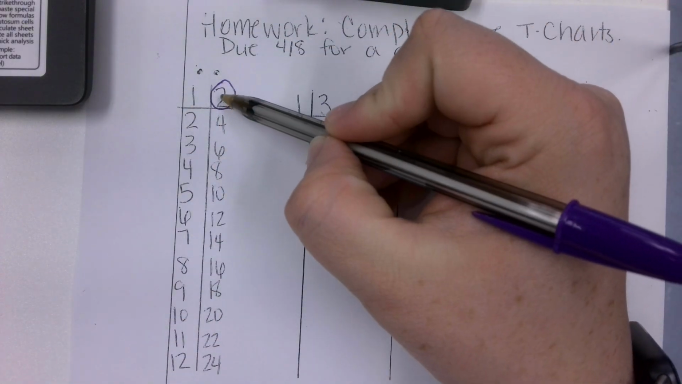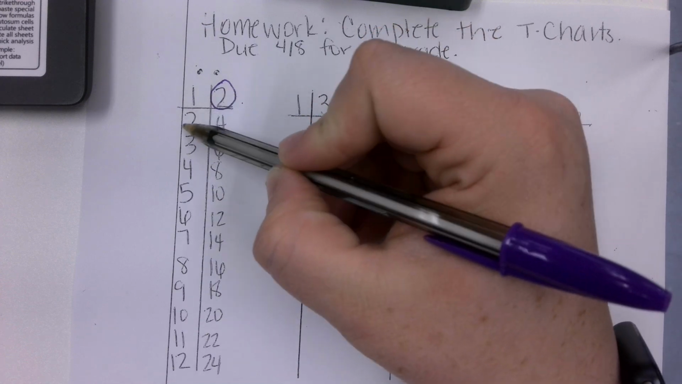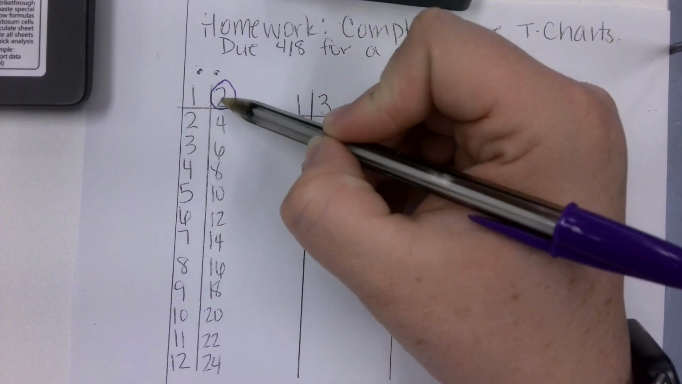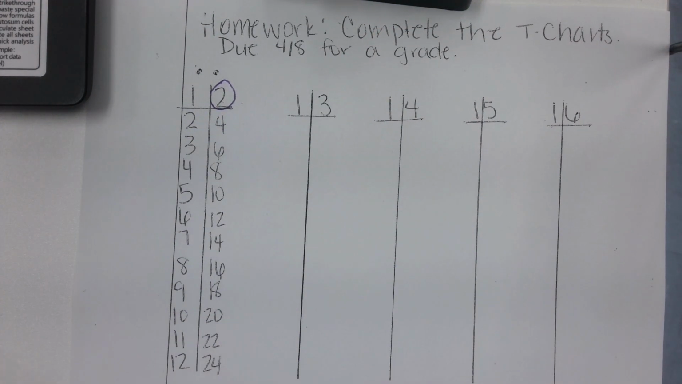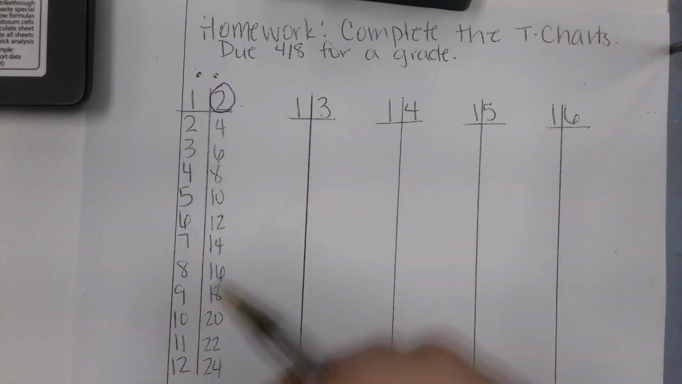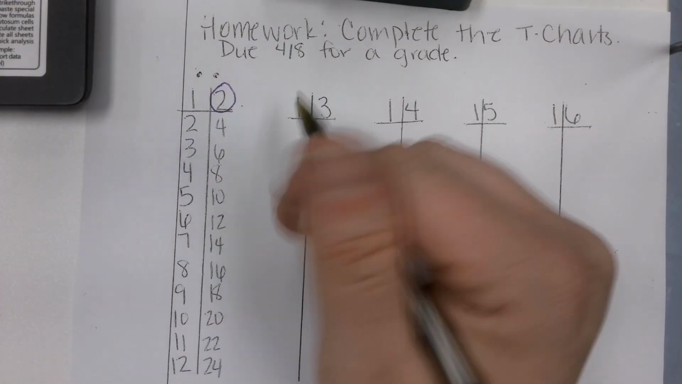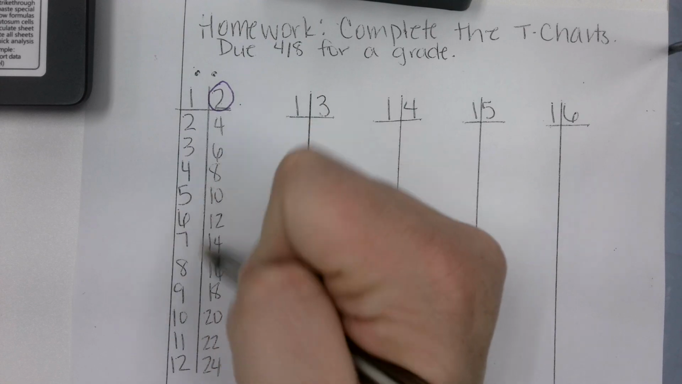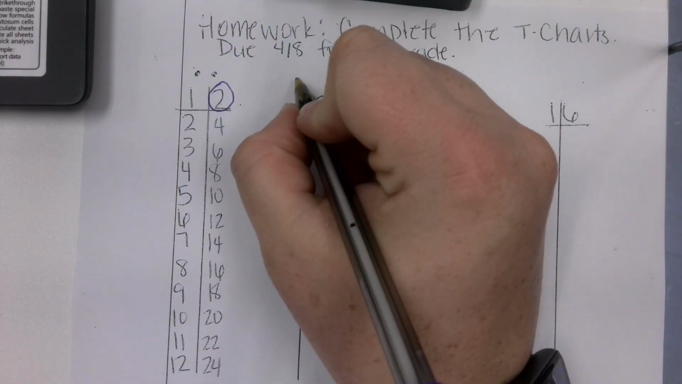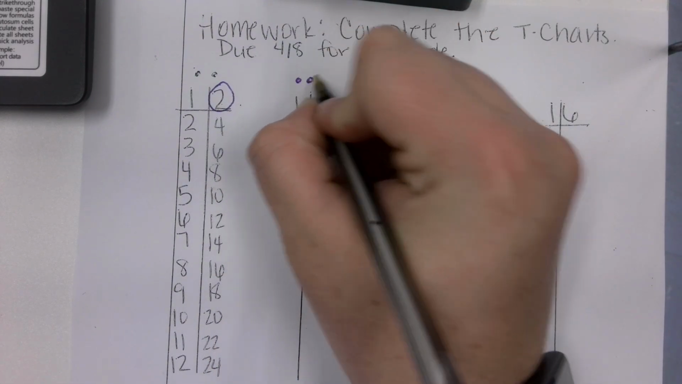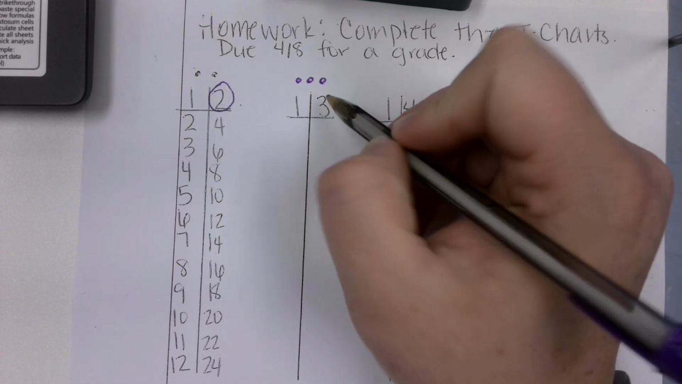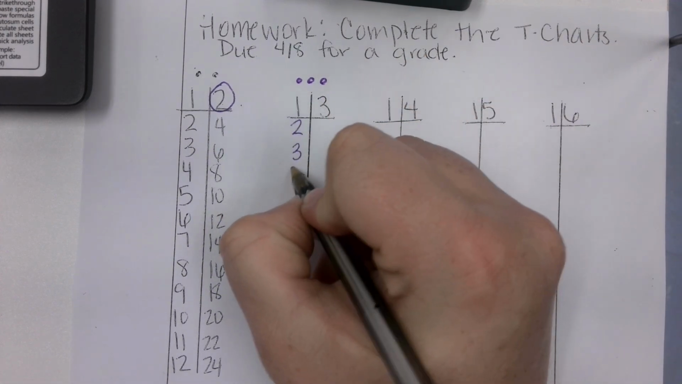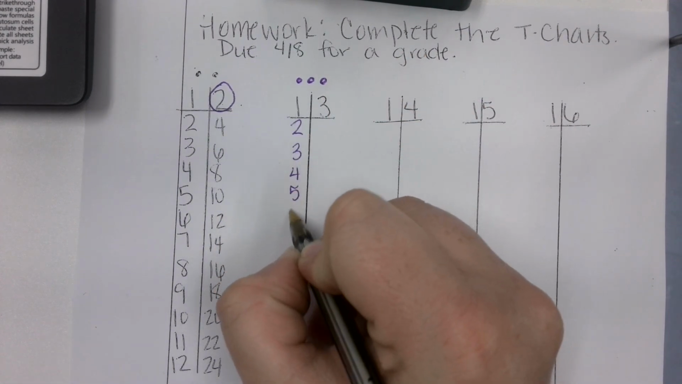So like you would see 2 times 1 is 2, 2 times 2 is 4, 4 divided by 2 is 2. These are good for multiplication and division, as well as skip counting. So we draw 2 dots to do the 2's, and let's go ahead and do the 3's. Okay, so you would go ahead and write all the way down to 12.